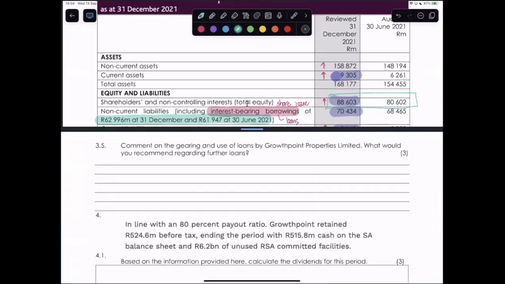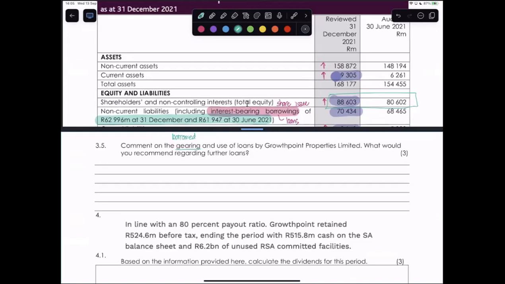Comment on the gearing and use of loans. Gearing is referring to your debt equity or the quantity that is borrowed. It's how much has been borrowed. In other words, the use of the loans. And what would you recommend regarding further loans?